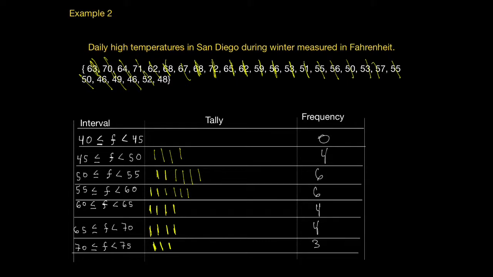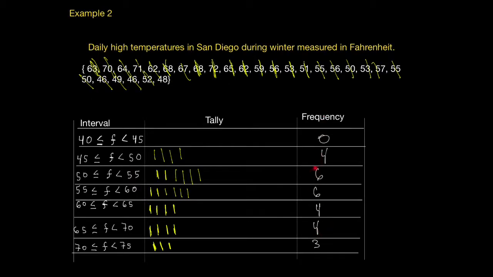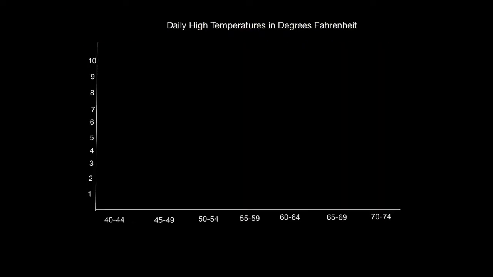And here's how we're going to prep it. So here we have daily high temperatures in degrees Fahrenheit. Here are the intervals, or the bins, and now we're going to start getting that frequency here. So for 40 through 45 we get 0. So here I'm just going to highlight it. There's no height here, but we're going to go all the way up to 45 here. We're going to stop at 45.